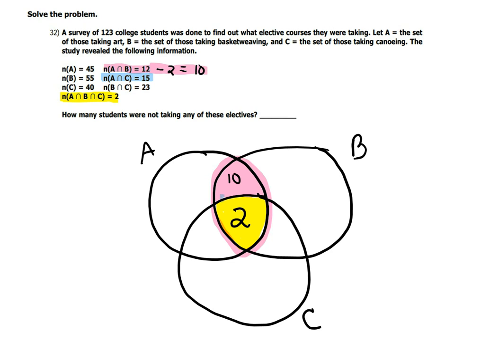A and C would be this eyelet here. And you already have 2 inside that eyelet. You need the rest of the eyelet here. So for the rest of this, I'm going to take the 15 minus the 2, which would leave me with 13 in this part.